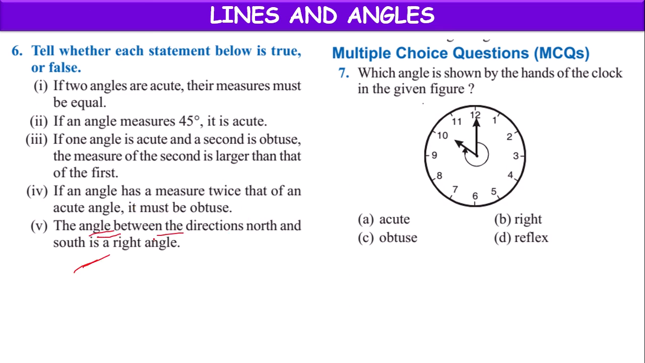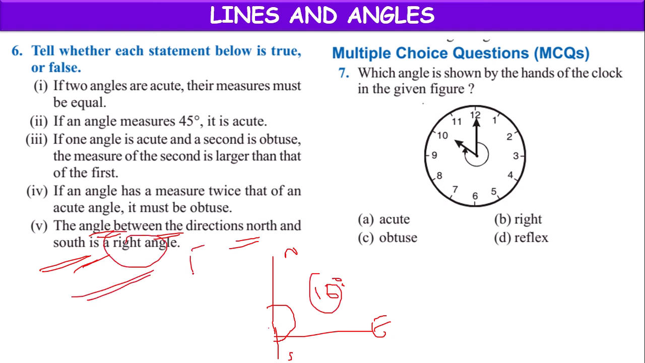Next, the angle between the directions north and south is a right angle. This is north, this is east, and on the downside we will have south. The angle between north and south is 180 degrees, a straight angle. But they have given right angle. So it is false.